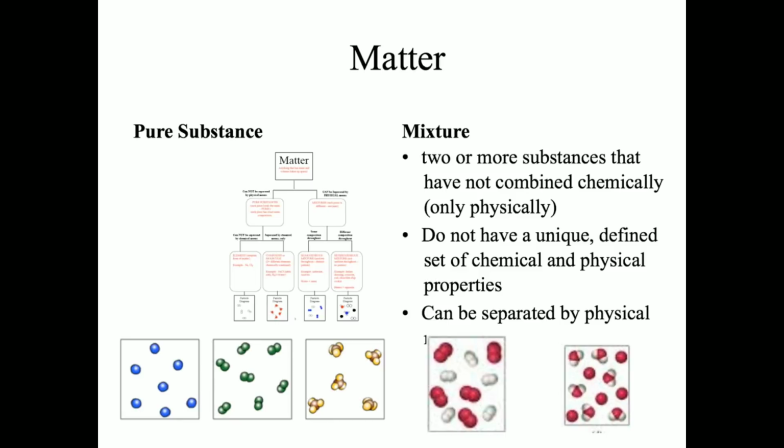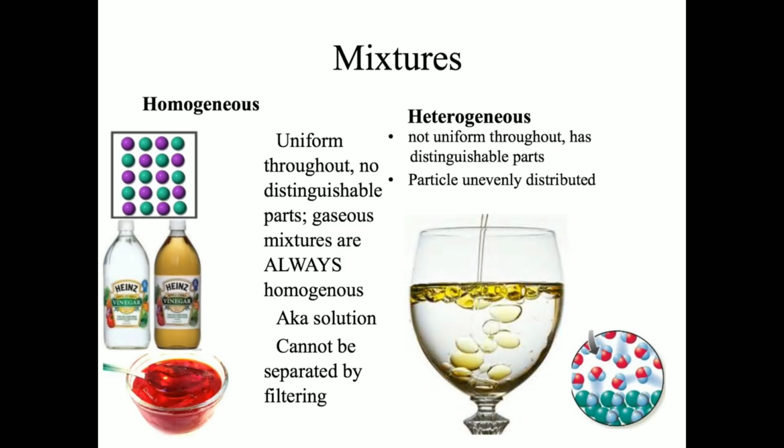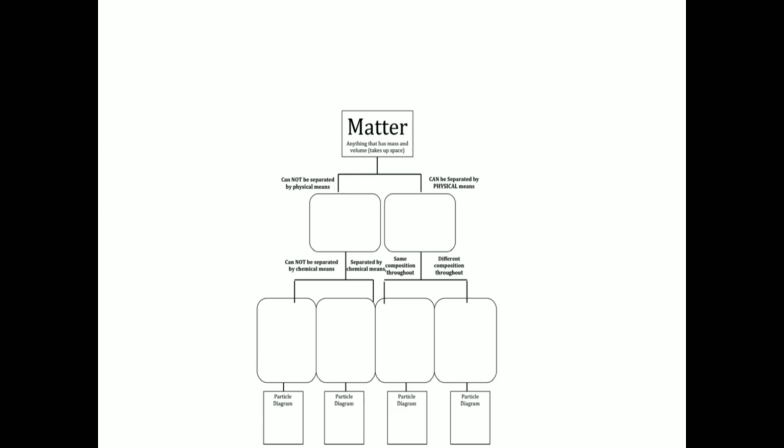Mixtures, because they don't contain chemical bonds between the two or more different components, can be physically separated. Mixtures can be classified as either homogeneous or heterogeneous. These notes on mixtures should appear on the bottom of your flowchart. Place your notes on mixtures here.